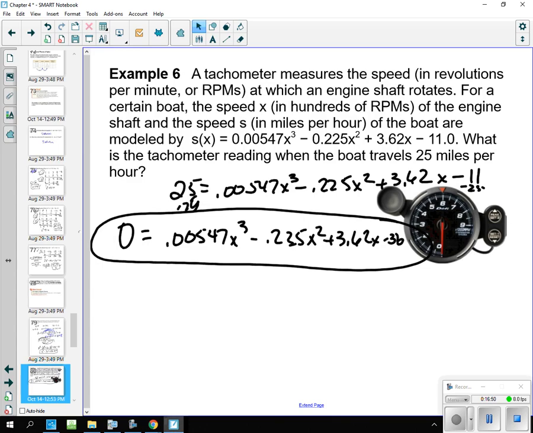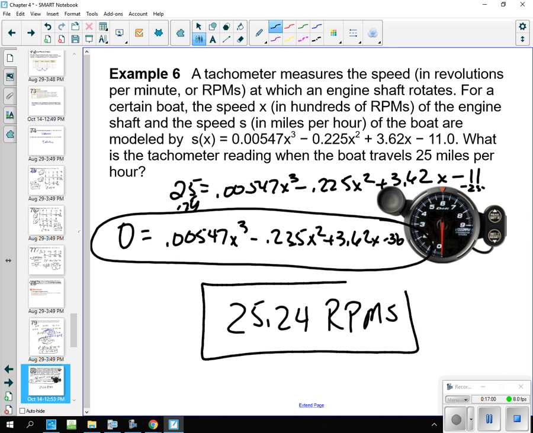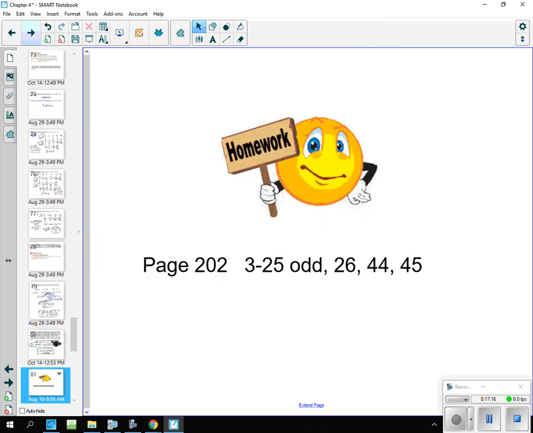So going back, just to make sure I write down my answer, 25.24, and this is in hundreds, RPMs would get you a speed of about 25 miles per hour. Now let's see if I'm correct.